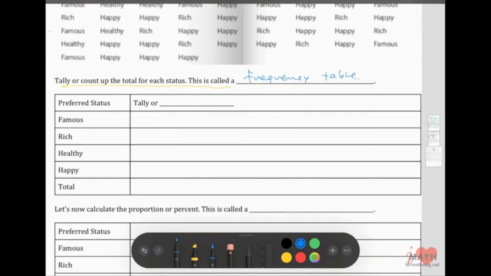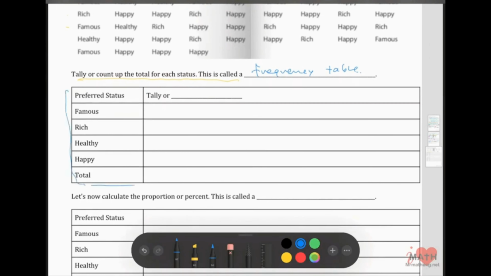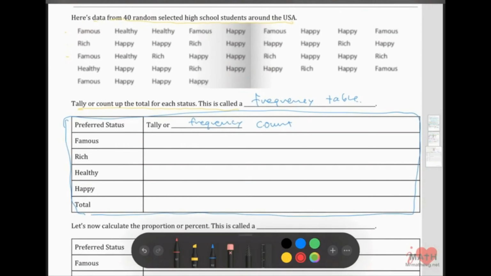So now I'm going to highlight in blue, this is our frequency table. So when you tally or count, let's write the word count here, or frequency. Okay, we're going to have to count how many famous people. I'll do one and then you do the rest, okay?